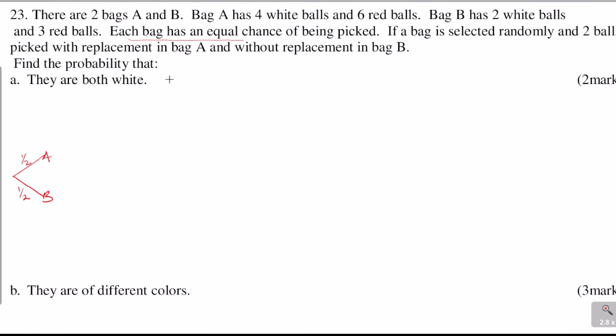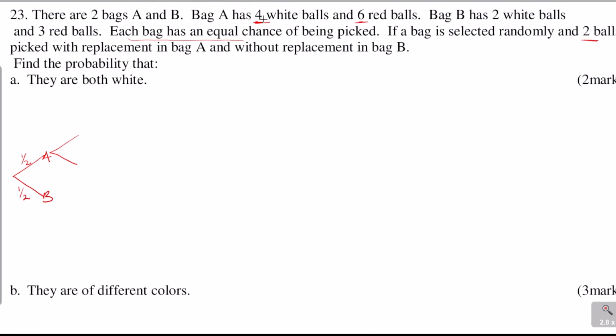How many balls are picked? So we have 2. A bag is selected and 2 balls are picked. So that means we'll have 2 branches after this first branch. The first branch will be represented by the probability of picking each bag, which is a half. Now let's go to bag A. So bag A will come here, and it has 4 white balls and 6 red balls.